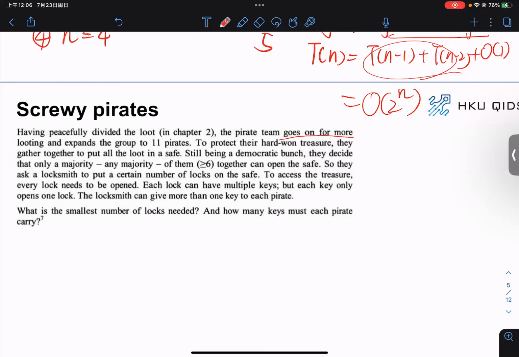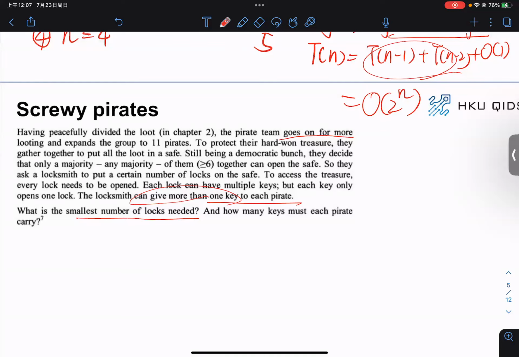So they ask a locksmith to put a certain number of locks on the safe. To access the treasure, every lock needs to be opened. And each lock can have multiple keys, but each key only opens one lock. So the locksmith can give more than one key to each pirate. Okay, they can give more than one key. And what is the smallest number of locks needed? And how many keys must each pirate carry?